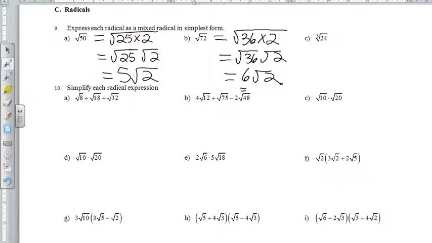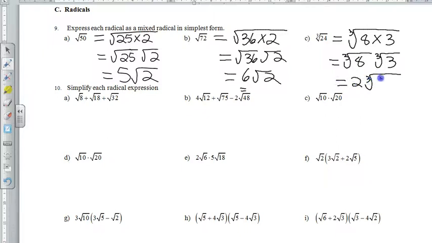All right, one more, then we're even with the other class. You can have 3 minutes, which they didn't get. This is a cube root. I need perfect cubes. What is a perfect cube that goes into 24? 8, right? Because 8 has a cube root. So this is equal to the cube root of 8 times 3, which is cube root 8, cube root 3, which is 2 cube root 3.